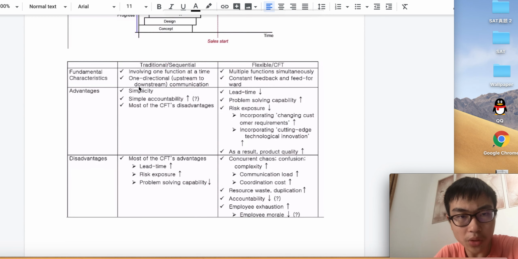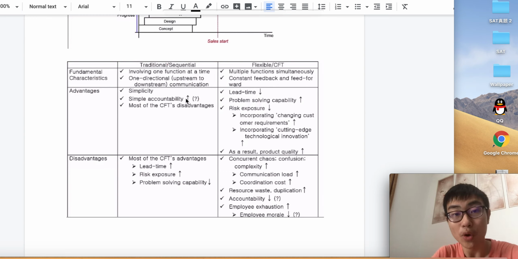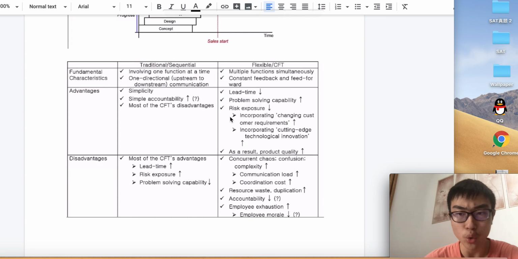So now what are the pros of the traditional approach? First of all, it's quite simple. There's a simplicity involved, and there's a simple accountability. Most of the CFT's disadvantages don't occur much in a traditional approach.